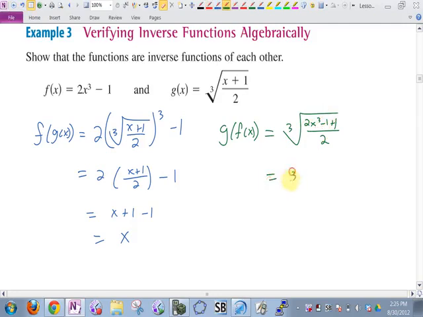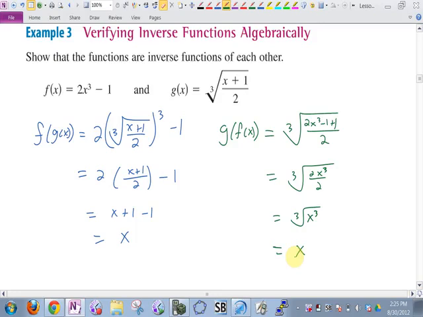So the 1s cancel first, then the 2s. What is wrong with my hand? Can't write. And then the cube cancels the cube root and you end up with x. Really show all of that work. I know what the end answer is going to be. You know what it's going to be. Show the correct simplification. Make sense?